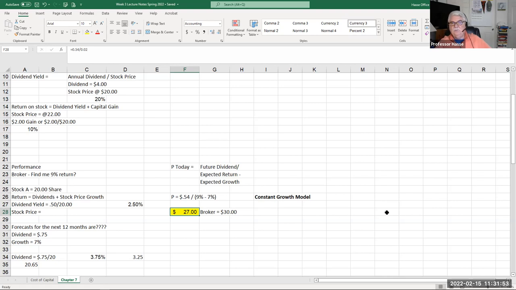Now, let's say I go to my stockbroker on the same day and I say, Mr. Broker, what's the current price of this company stock in the market? And my broker says that the current price is $30 today. The current price is $30. And I'm saying that the stock price is $27, its intrinsic value today, based on the constant growth model. Now, as an investor, would you buy this stock based on this analysis today from your broker?